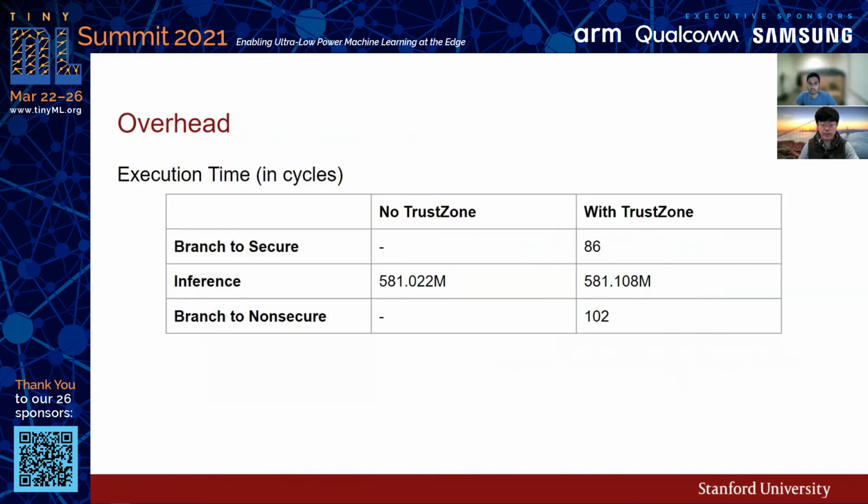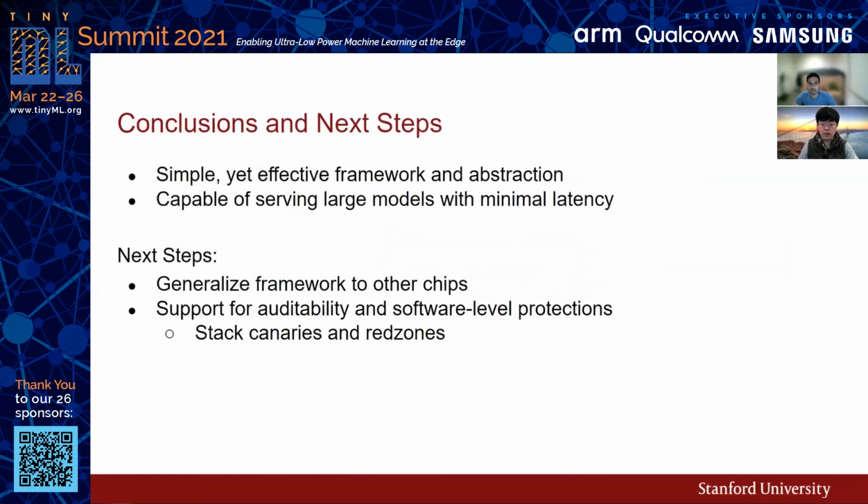On a relatively large person detection model, we show a very minimal overhead on the order of a few hundreds of thousands of cycles of execution time. In conclusion, we show a simple yet effective framework and abstraction that is capable of serving large models with minimum latency. For our next steps, we'd like to generalize this framework to other chips. And we'd also like to include support for auditability and support software level protections such as stack canaries and red zones.